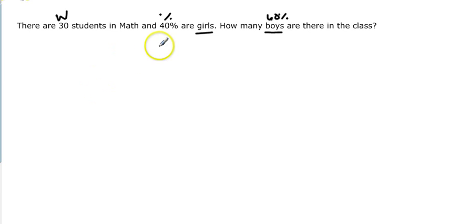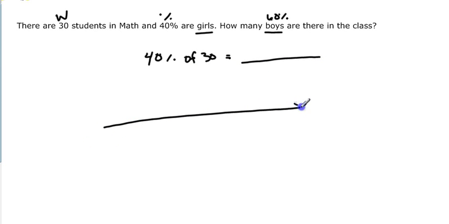We're going to go ahead and use a double number line. And again, this is 40% of 30 is equal to what number? Okay, so here's our double number line. And we're going to compare our percent to our number. And we know that if 0% were girls, that means there would be 0 girls. Or if 100% of the students were girls, it would be 30 students. But we want to know 40%.